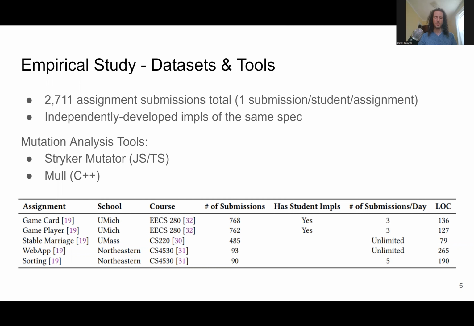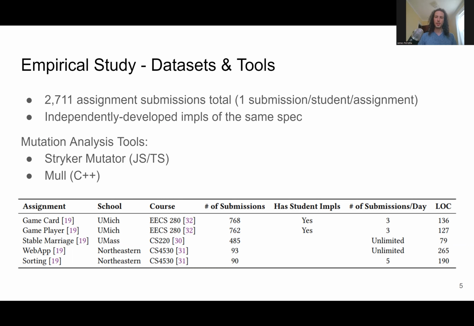In the web app assignment, students wrote test cases for an instructor-written implementation of a REST-based web service. Students' test cases were evaluated against a set of manually seeded faults, and students could receive feedback as often as they wished from an automated grading system.